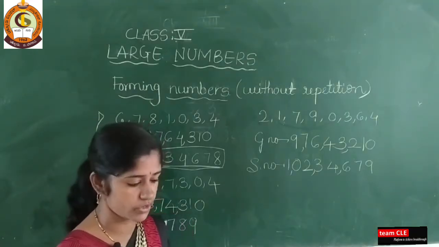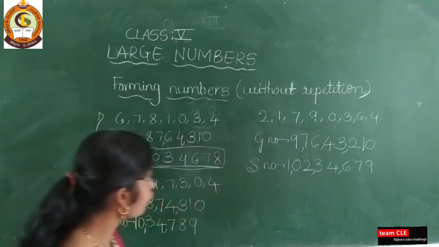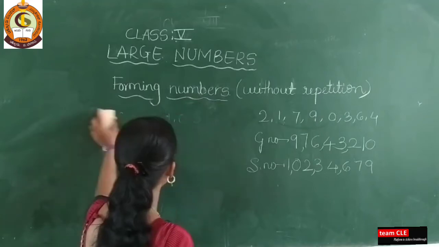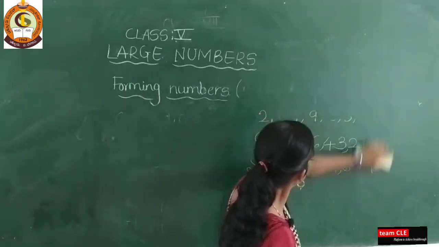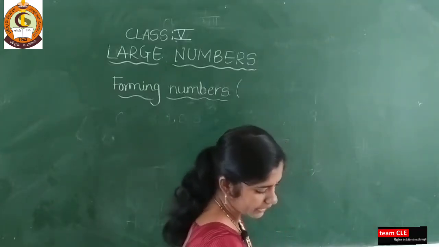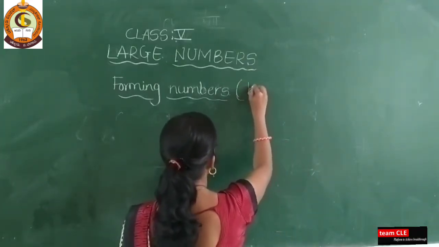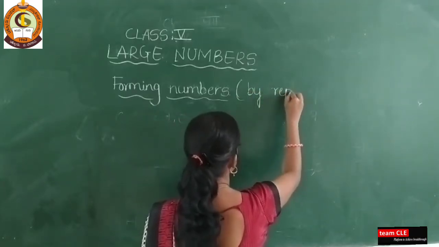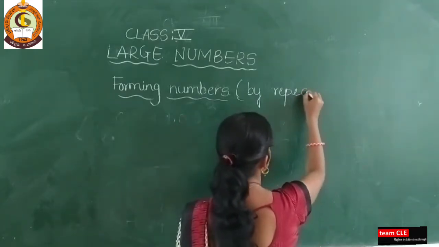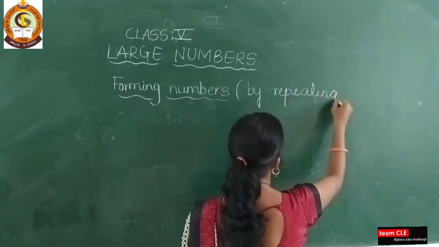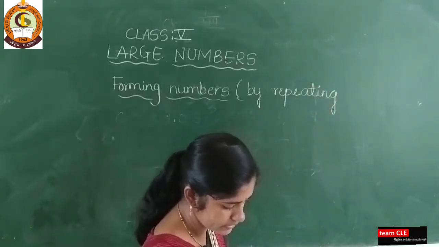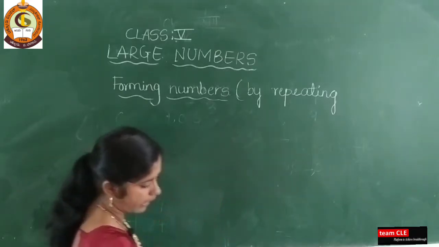Okay, without repetition. Next you have to form the numbers with repetition. Then how to form numbers with repetition? By repeating. Forming the numbers by repeating. Then I will take one example, and that is 78593.